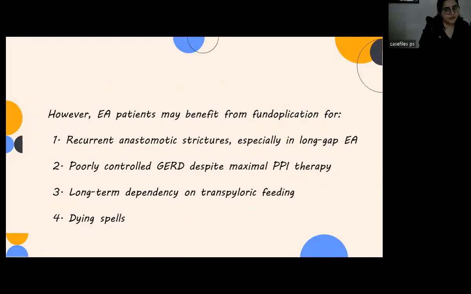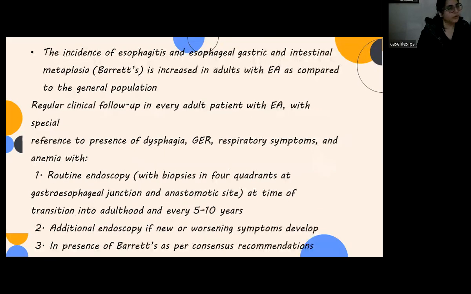However, patients with esophageal atresia benefit from fundoplication, especially patients who have recurrent anastomotic strictures, especially in long gap esophageal atresia patients, patients with poorly controlled GERD despite being on maximal PPI therapy, long-term dependency on transpyloric feeding through the transanastomotic tubes, or patients who have, again, dying spells or acute or adverse transient life-threatening events.